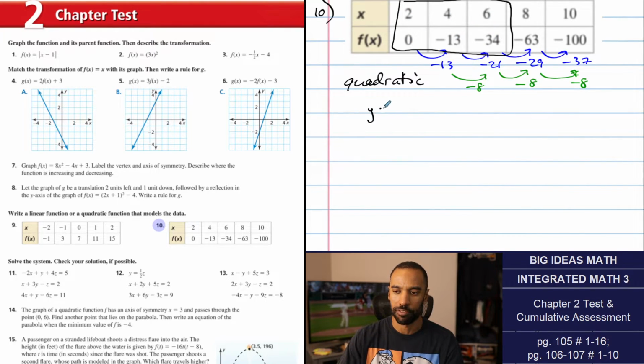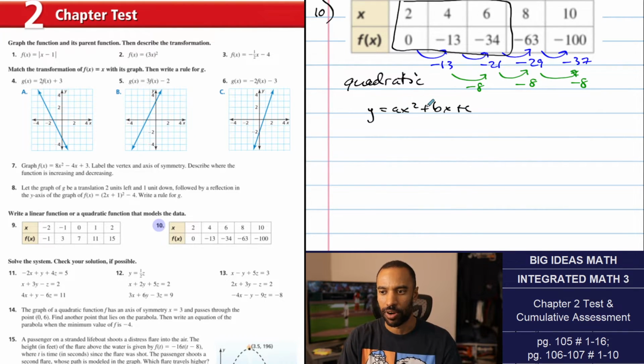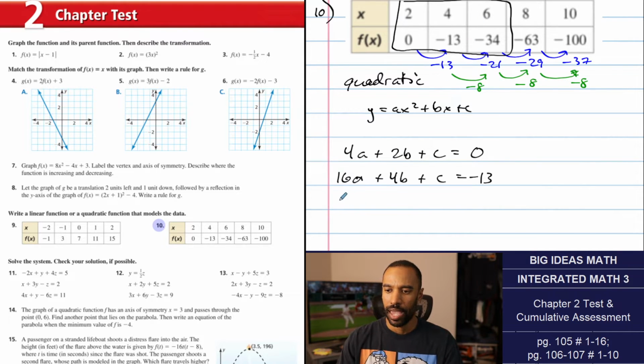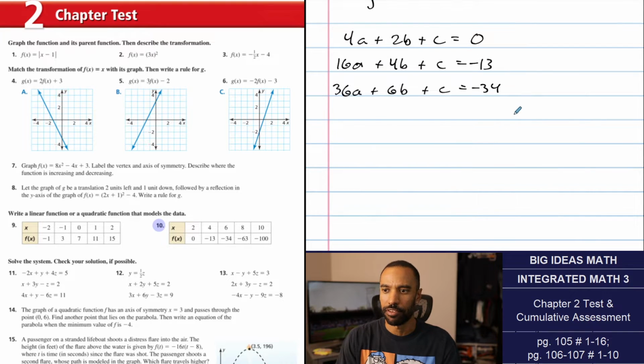Write a system of equations off of y equals ax squared plus bx plus c, and solve that system for a, b, and c. So a times 2 squared plus b times 2 plus c equals 0. A times 4 squared plus b times 4 plus c equals negative 13. And a times 6 squared plus b times 6 plus c equals negative 34. So here's our set where we can work this thing off of. Let's give it a shot.